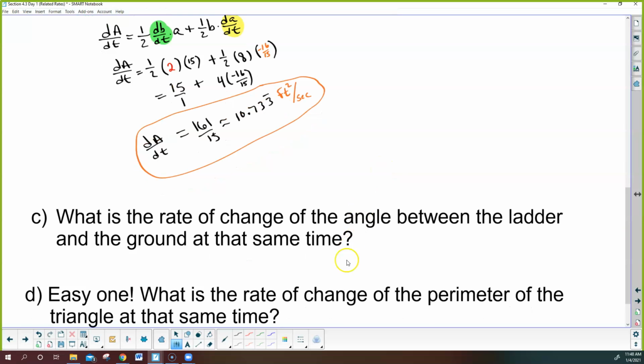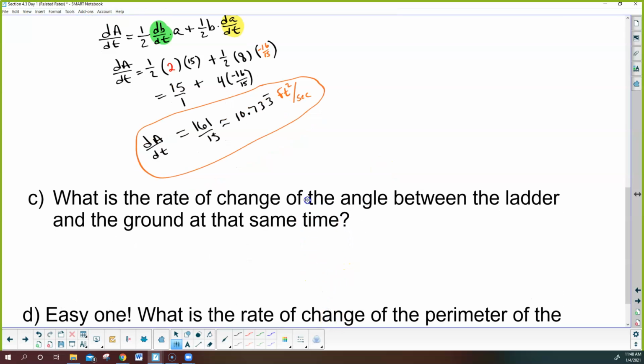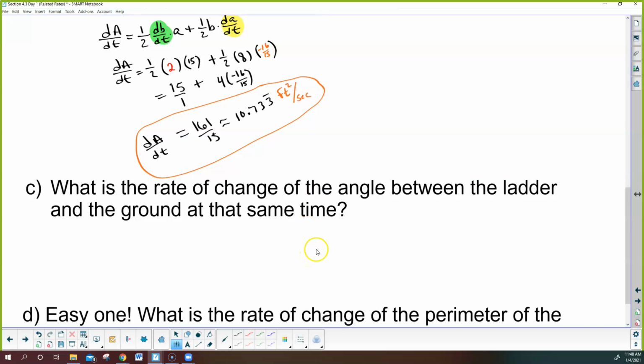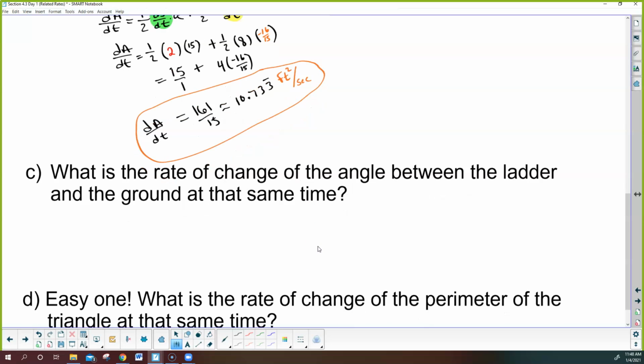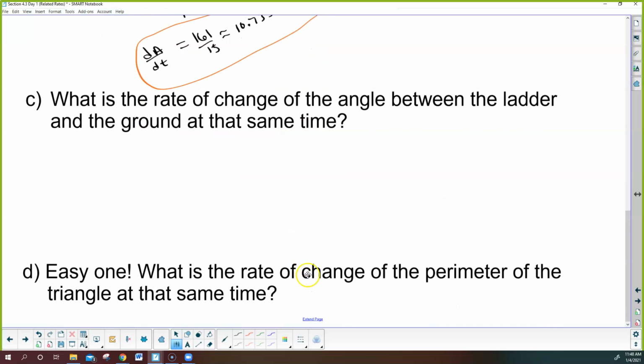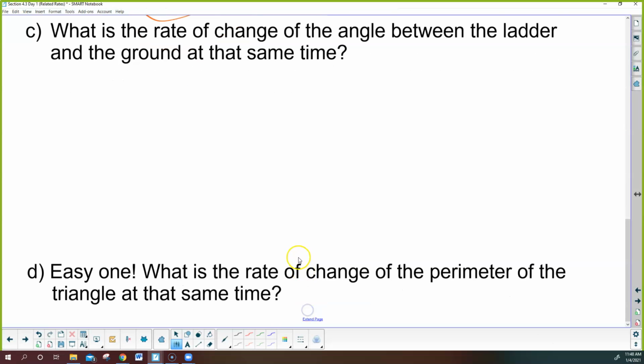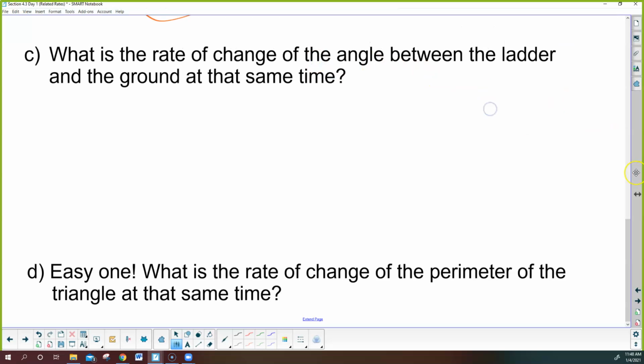Okay? All right, part C could be challenging. It's just tricky. We got to be careful. I'm going to redraw the picture for this one just to kind of help us out here. So I'll give you a second to write part C down. What is the rate of change of the angle between the ladder and the ground at that exact same time that everything was happening before? So a new picture could really help us out here.